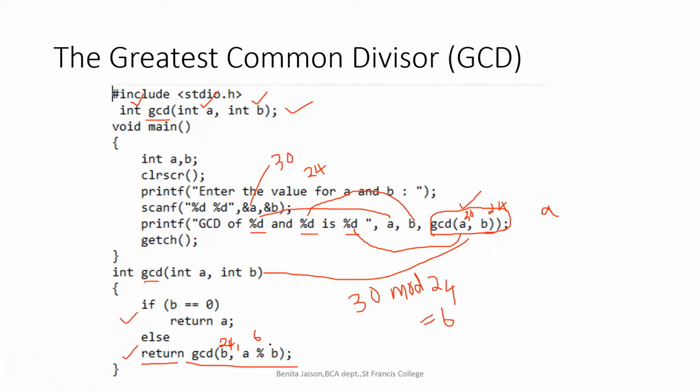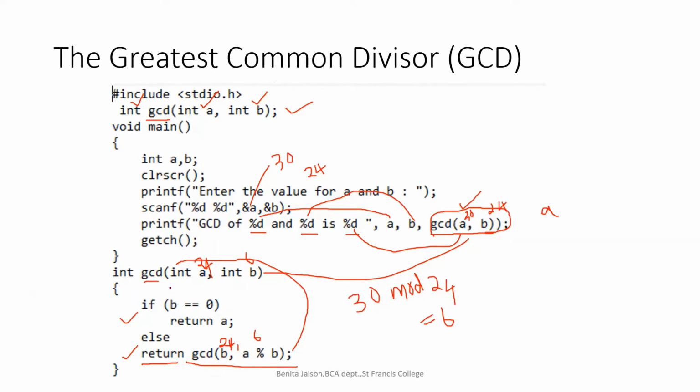When we make a call to GCD, it jumps to the function header. Listen here, 24 will be assigned to A and 6 will be assigned to B. So in this current iteration, the values of A and B are 24 and 6. We were trying to find the GCD of 30 and 24. Ultimately, we are now calling GCD of 24, 6.